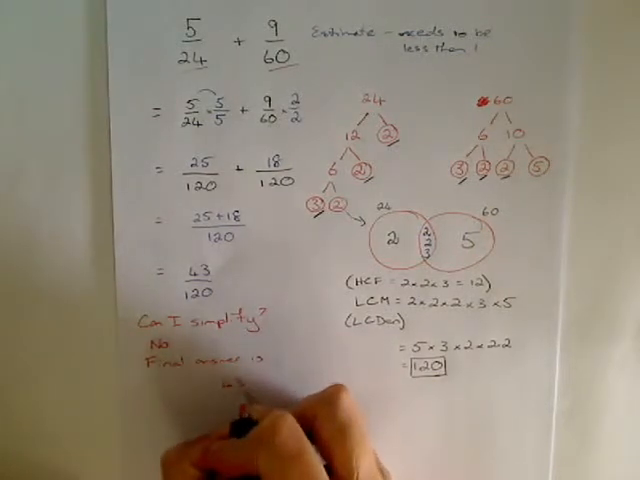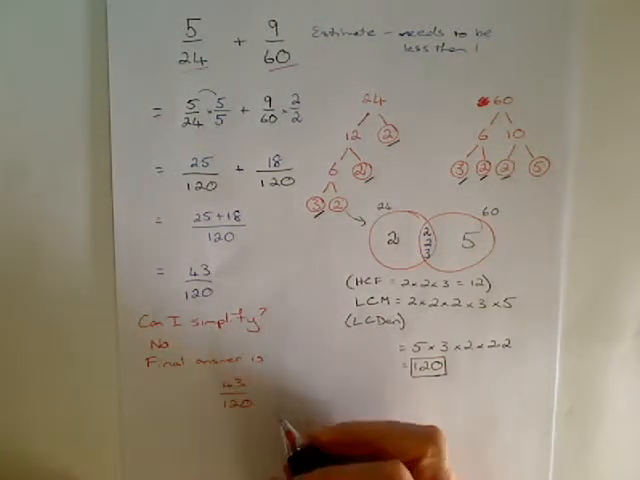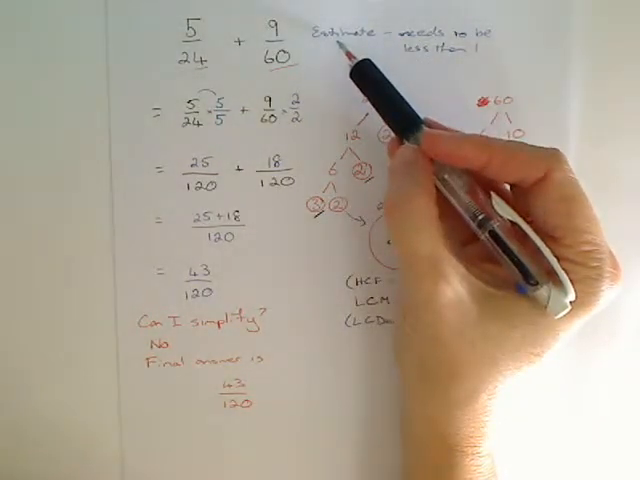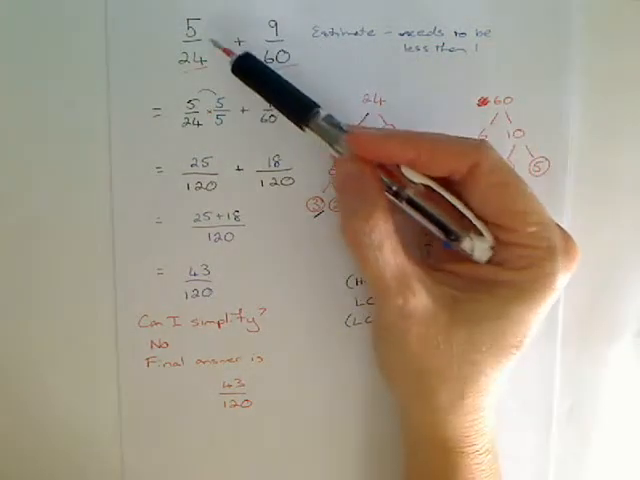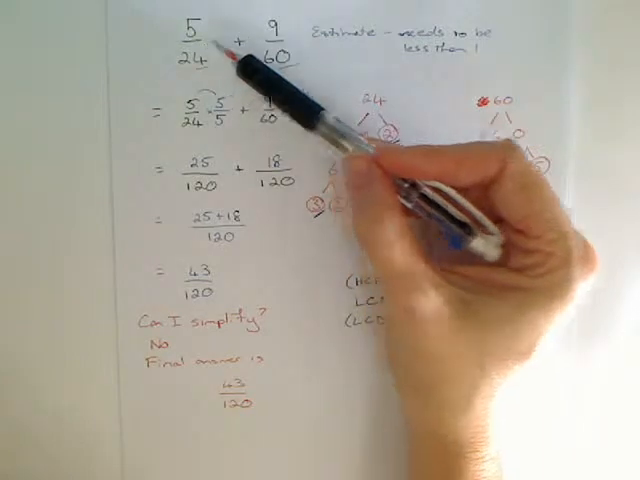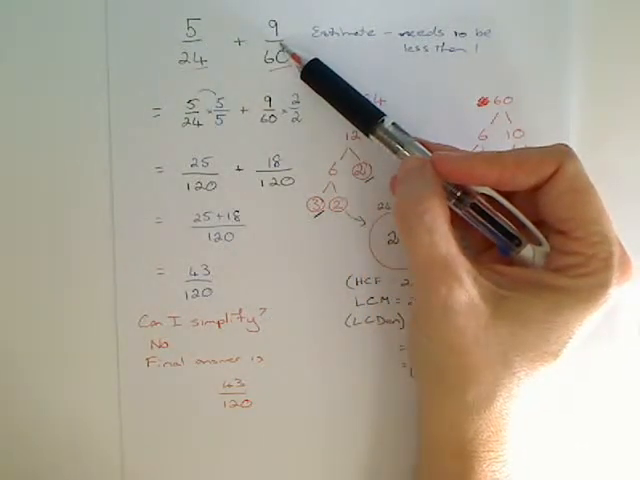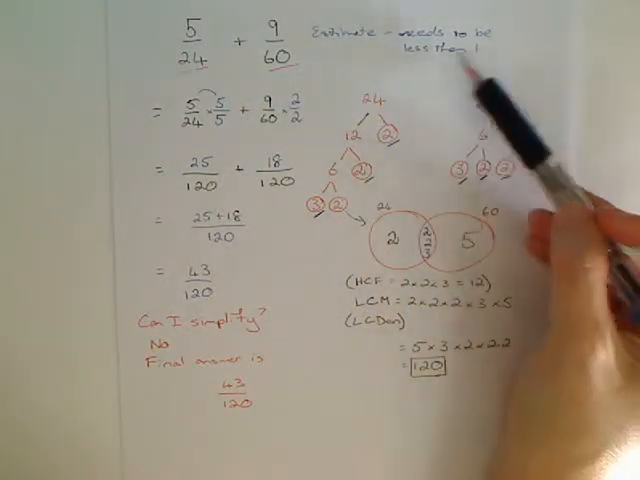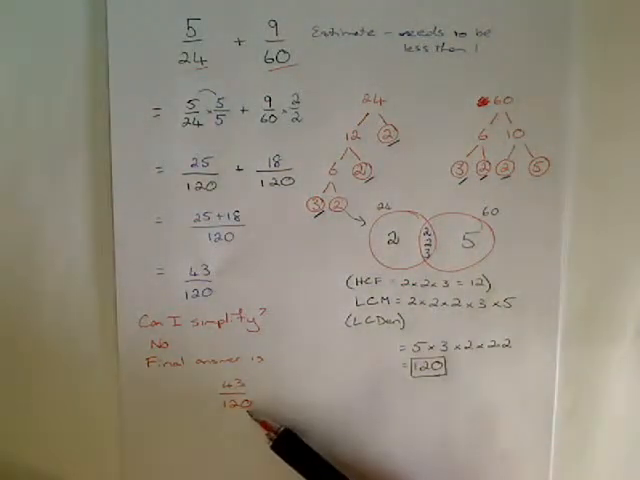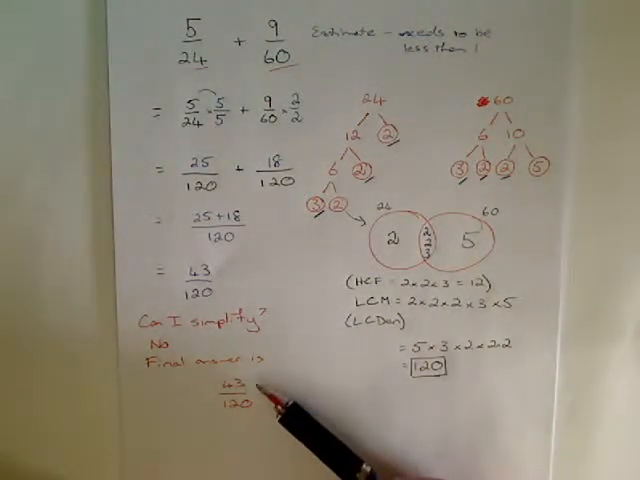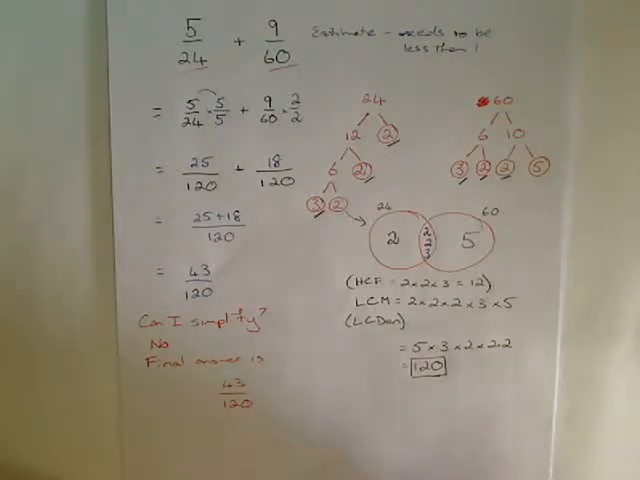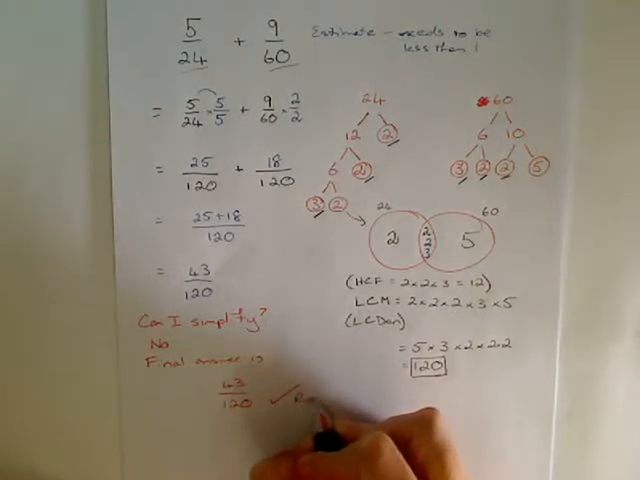is 43 over 120. And when I check way back here with my estimate, I said we started with two pretty small fractions, well less than 1, and so we were expecting our answer to be less than 1. So out of 120 parts, we only have 43, not even half. And so we can be pretty confident that our answer seems reasonable.